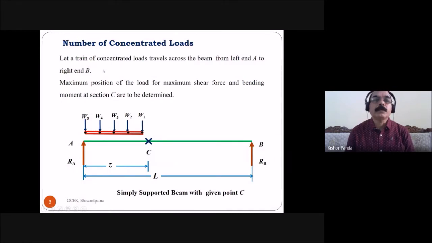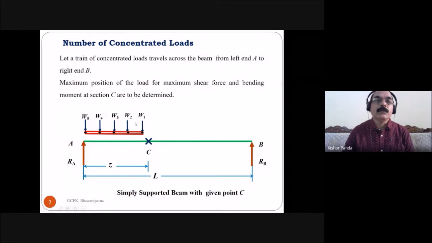Let a train of concentrated loads travel across the beam from the left end to the right end. So these are the concentrated loads, the train of concentrated loads. When the train is moving from support A to support B, how will we determine the maximum shear force and bending moment at a section C? You have to determine the position of the loads for maximum shear force and bending moment at section C, and then find the maximum shear force and bending moment.